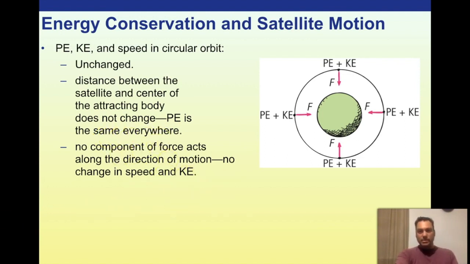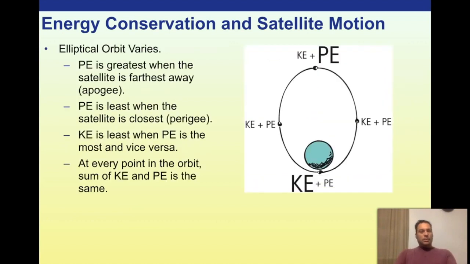Let's look at the ellipse. An elliptical orbit varies. The potential energy is greatest when the satellite is farthest away, and that's called the apogee. So where are we going to see the apogee? Well, here's a planet, say this is Earth. Here's our elliptical orbit around it, and right here at this position furthest away, that's the apogee. That's where potential energy, notice how it's marked as a big PE right here, is the largest. And of course on the opposite end of this is going to be the perigee. And the perigee is where we're getting the largest kinetic energy.